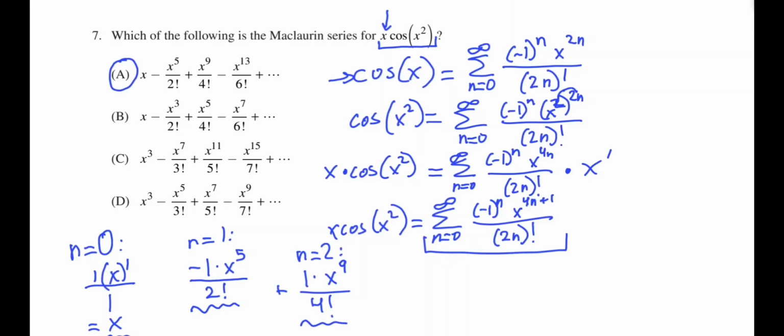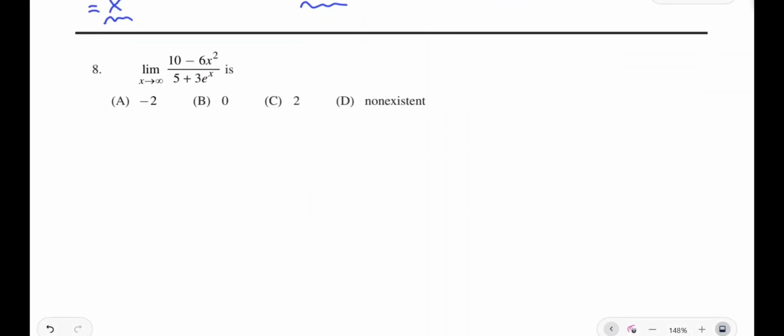Right, again, so we have x minus x to the 5th power over 2 factorial, and then plus x to the 9th power over 4 factorial, and that would go on with the third term and the fourth term and so on. Okay, so 7 would be A. Let's move on to number 8.